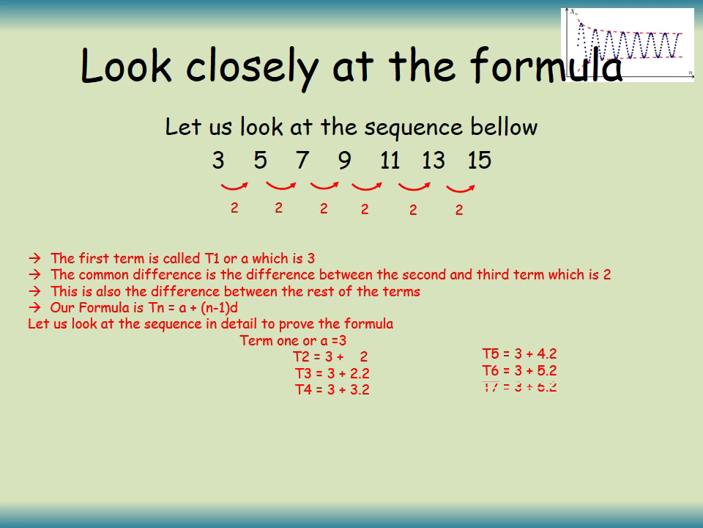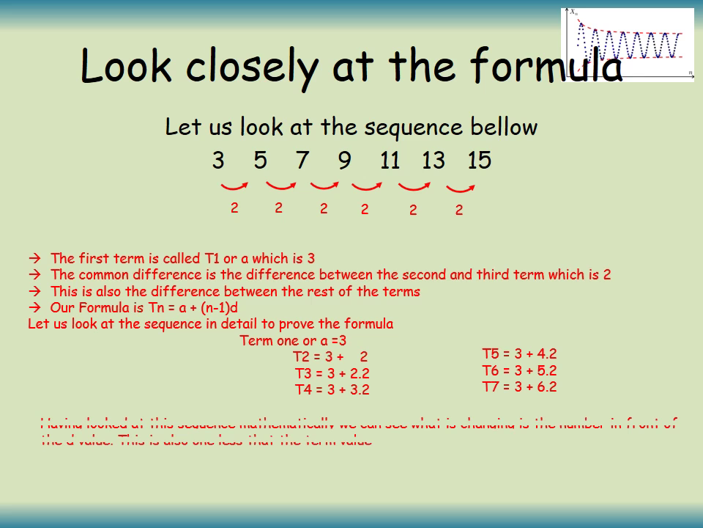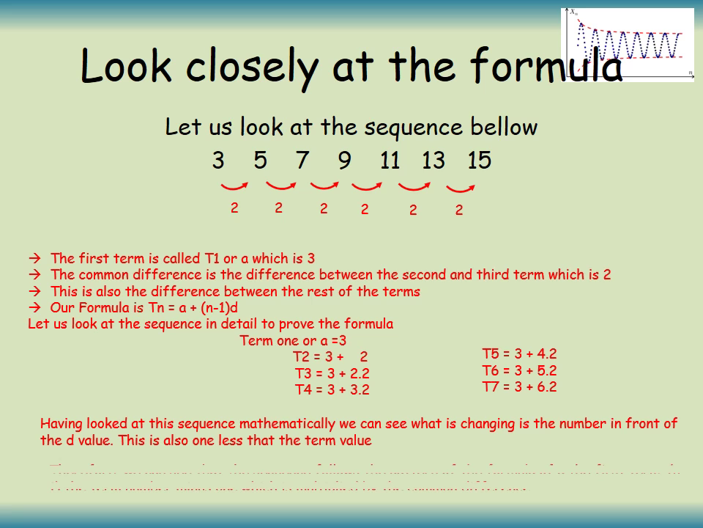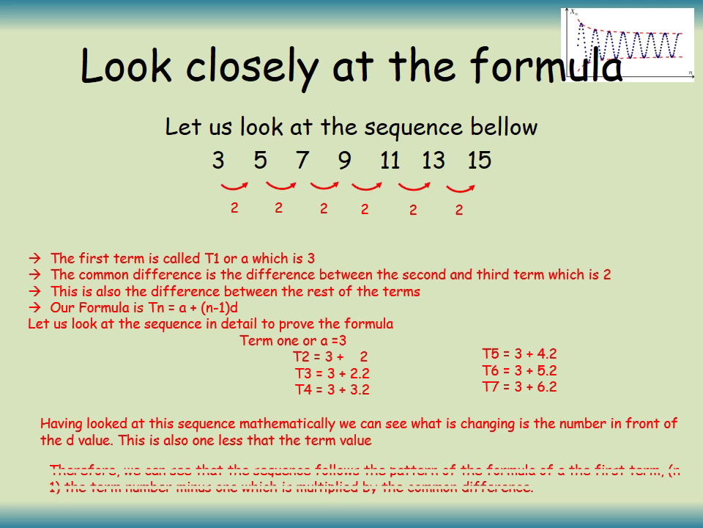Similarly for term 4, it's the first term, which is 3 plus, again we're adding on our 2, so it'll be 3 times 2. Term 5 is going to be 3 plus 4 times 2. Term 6 is going to be 3 plus 5 times 2. And term 7 is 3 plus 6 times 2. Having looked at the sequence mathematically, we can see what is changing is the number in front of the d value. This is also 1 less than the term value.